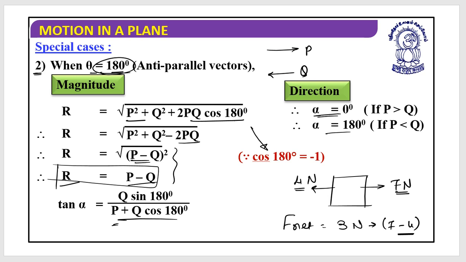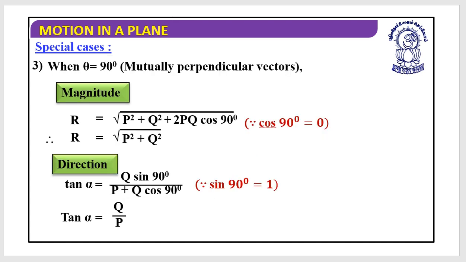Yes, this is the case of the minimum resulting vector. Is it clear? Shall we move to the next case? Are you ready? Let's move on.